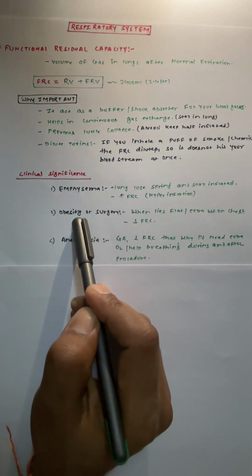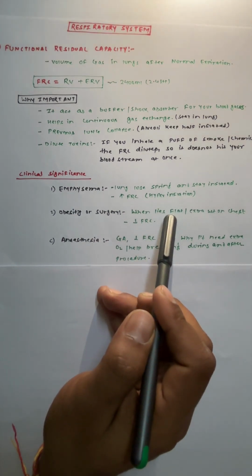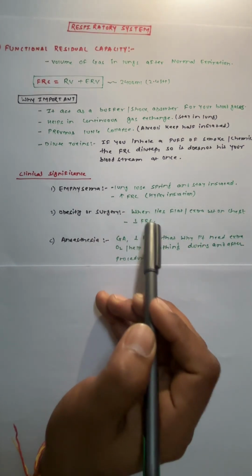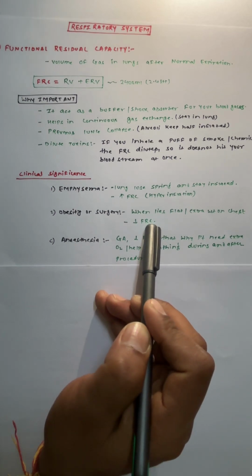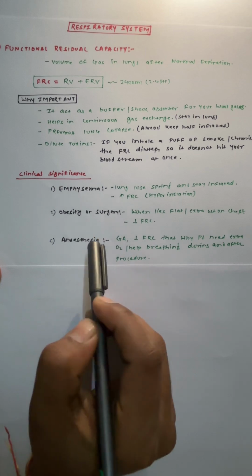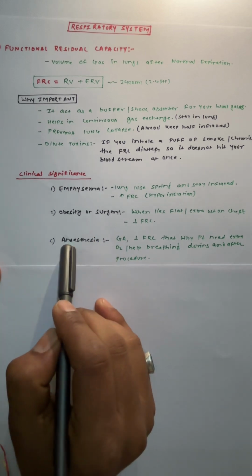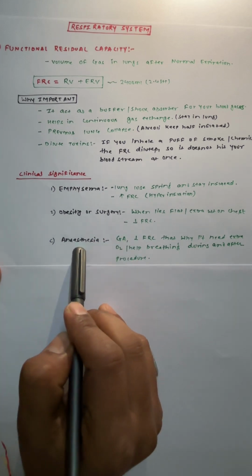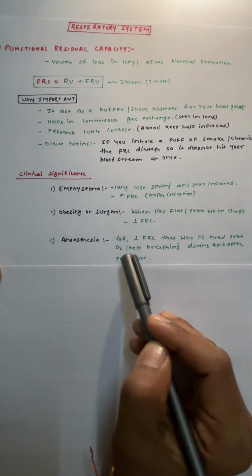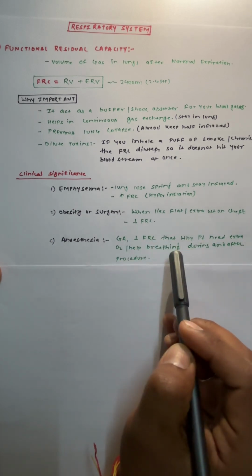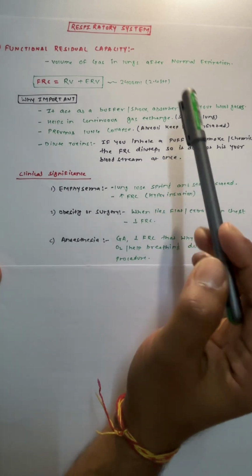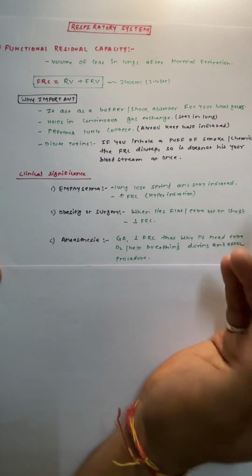In case of obesity or surgery, when we lie flat or there is extra weight on the chest, the functional residual capacity decreases. It's very important, MCQs are asked from this part also. When we give general anesthesia to a patient, the functional residual capacity decreases. That's why the patient needs extra oxygen or extra help for breathing during and after the procedure. So this is all about functional residual capacity.